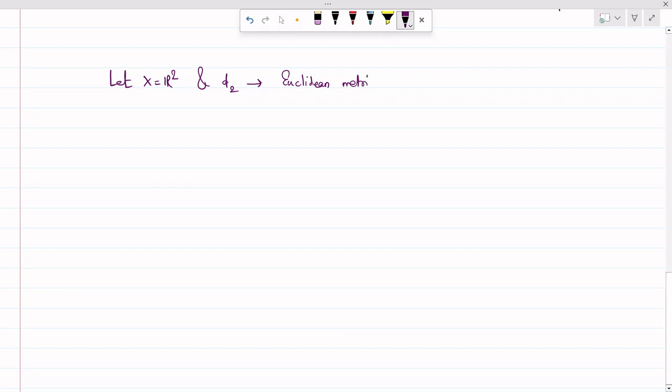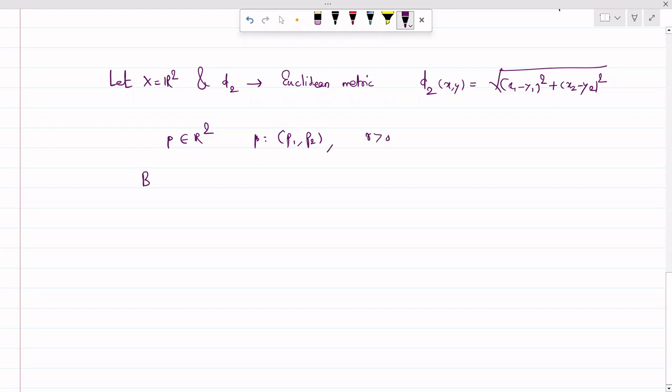So you know how the Euclidean metric is defined. That is defined as d2 of x comma y is equal to square root of (x1 minus y1) square plus (x2 minus y2) square. Okay, so let's try to find out open balls in this particular metric space. For that we will take one point P belonging to R2. Let us say that P is a point (p1, p2), and suppose r is a positive radius. I want to find out the open ball about point P of radius r.